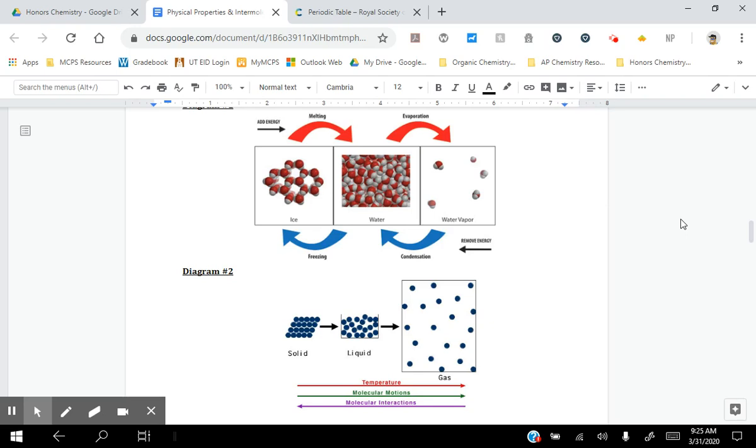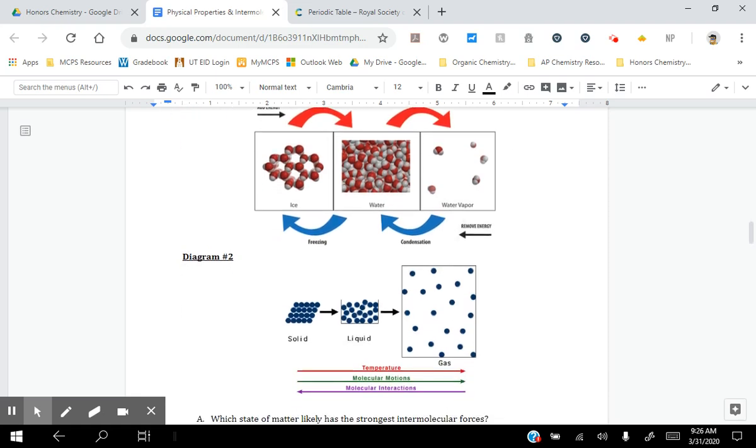When we increase our temperature, we increase the molecular motions. But what's also interesting, if we look at diagram 2, is that as we increase molecular motion, we're decreasing molecular interactions. What I mean by that is the amount of intermolecular forces experienced between molecules decreases as we increase the temperature. It takes energy to pull these molecules apart. If you think about intermolecular forces, like the glue that holds molecules together, right? IMFs are like glue.